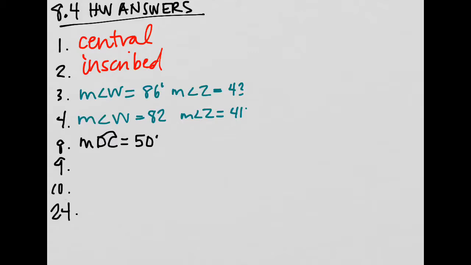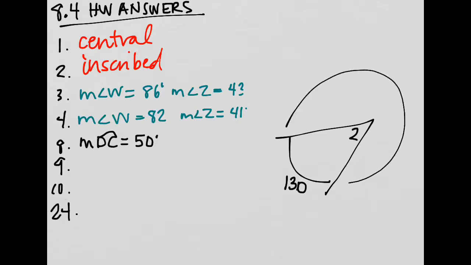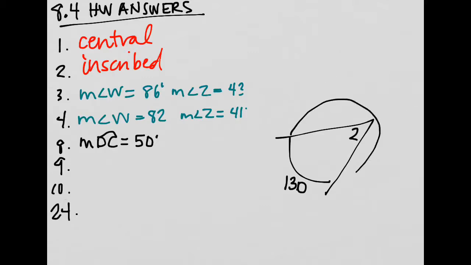Number 9, now we know the arc AB is 130. Find the measure of angle 2. Well, if this is 130, and here's my angle measurement here, pretend this is the whole circle, I guess it would have to be inscribed. There we go, pretend that's a circle. It's going to be half this time, goes the other way. So the measure of angle 2 would be half of 130, or 65 degrees.